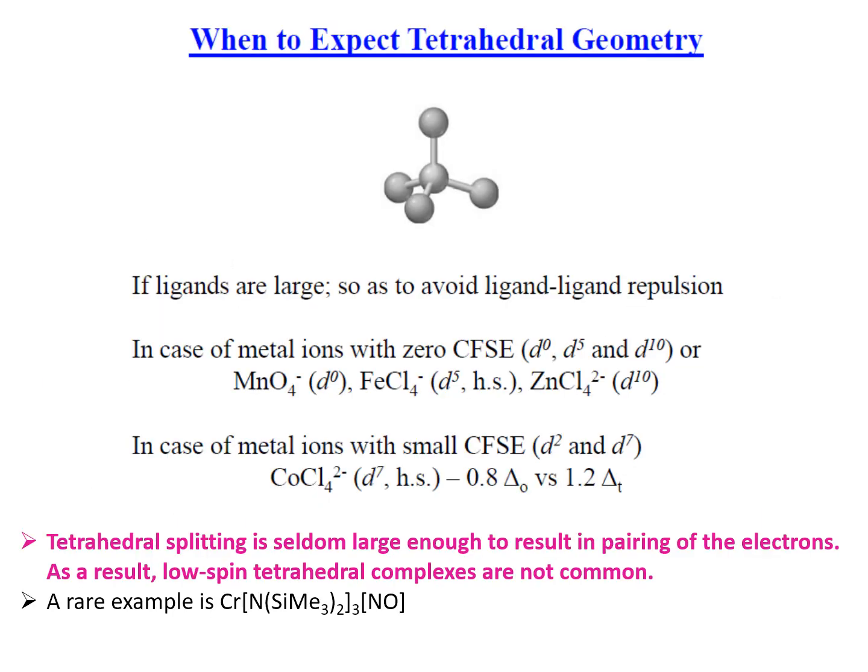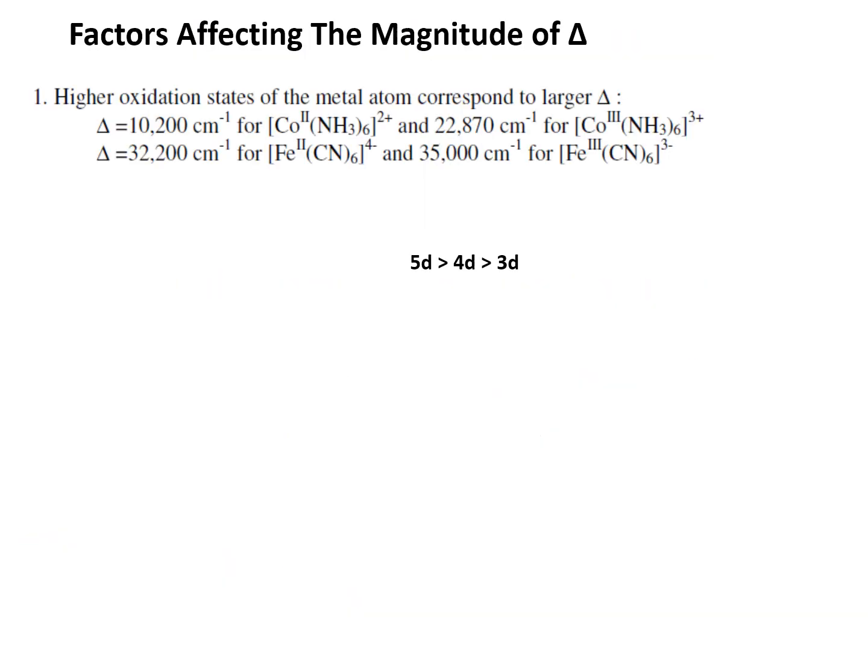Now, when to expect tetrahedral geometry and when to expect octahedral. One possible reason is that tetrahedral splitting is seldom large enough to result in pairing of electrons. As a result, low spin tetrahedral complexes are not so common. So mostly you can see octahedral.